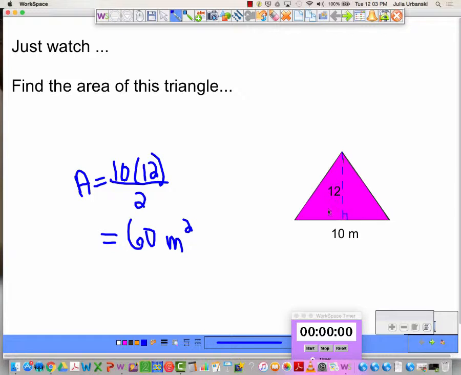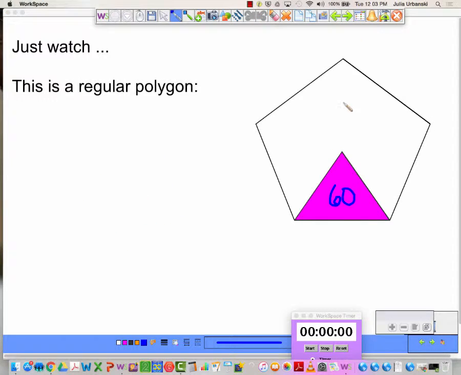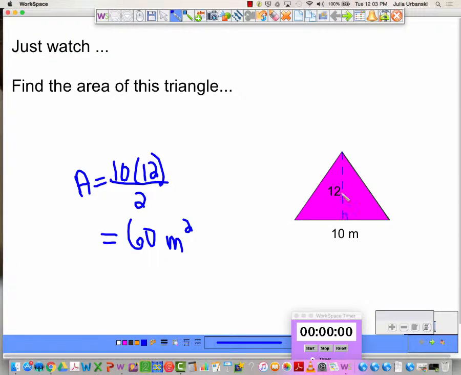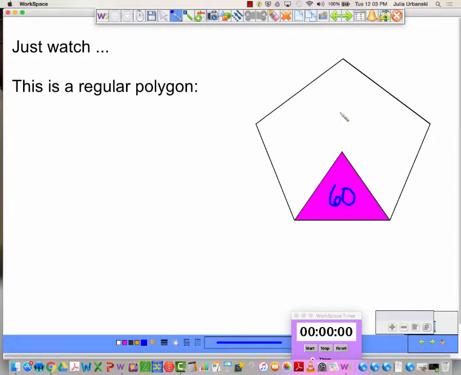Now watch this. What if I take this triangle, and instead of just trying to find the area of that one, what if I was trying to find the area of this pentagon? Oh, it's easy then. I feel like I should stick with triangle. But look at this. If you just know this one triangle, 60 meters squared, think about what would you do then?